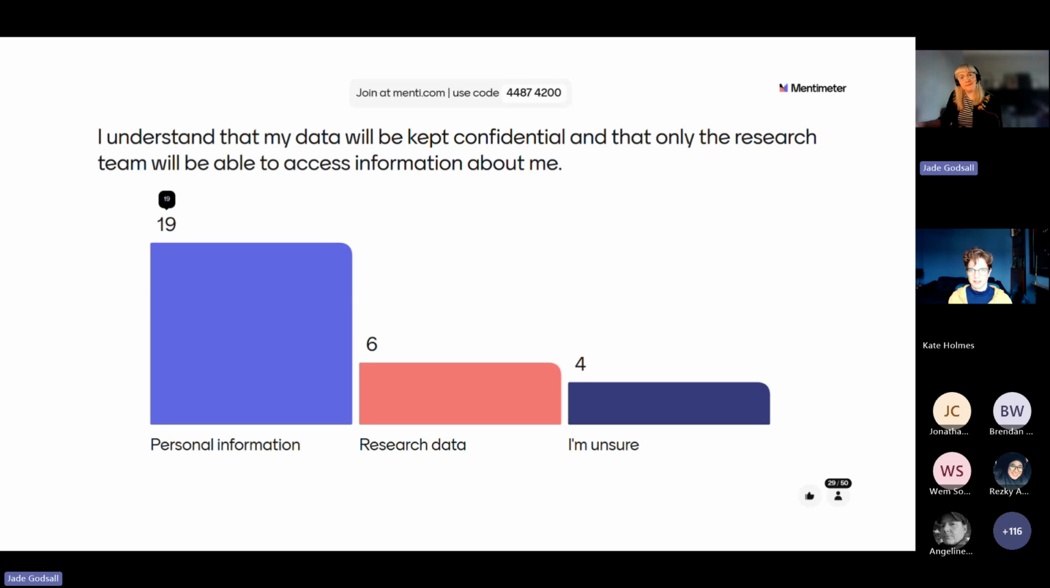Have a mix of answers. A lot of people saying personal information. Yeah, okay, I think that's pretty steady. So most of you think personal information. There are some saying research data and some that are a bit unsure.